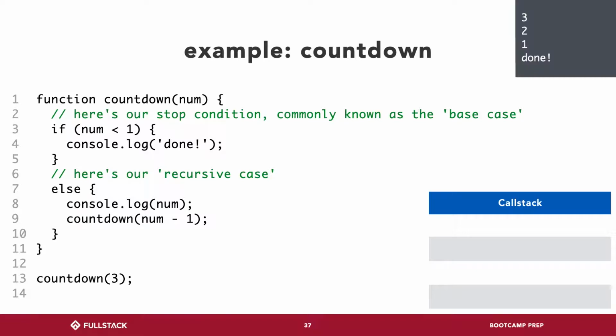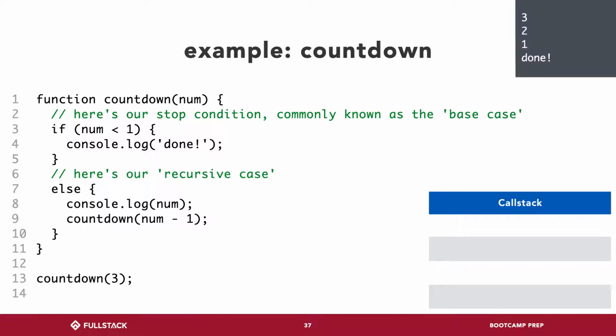So then the return value of countdown of 1 is countdown of 0. But countdown of 0 is undefined. So then countdown of 1 is undefined. And then the return value of countdown of 2 is countdown of 1. But countdown of 1, I just told you, was undefined. So then countdown of 2 is... You understand what I'm saying?